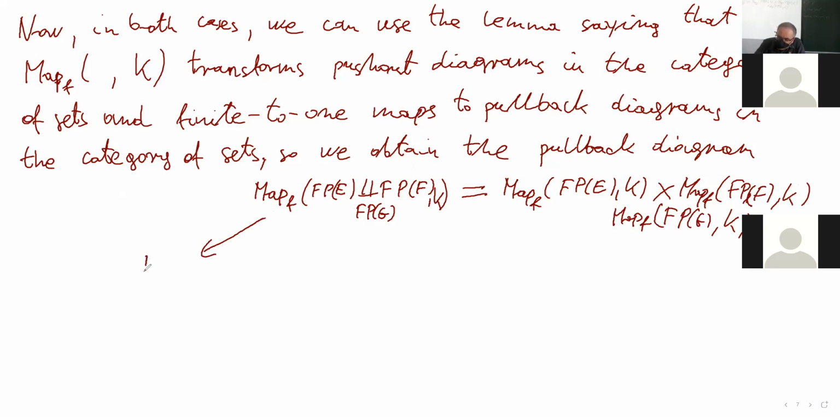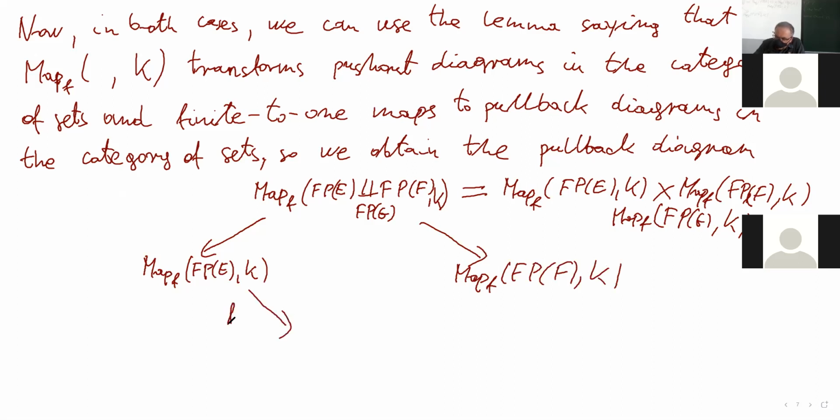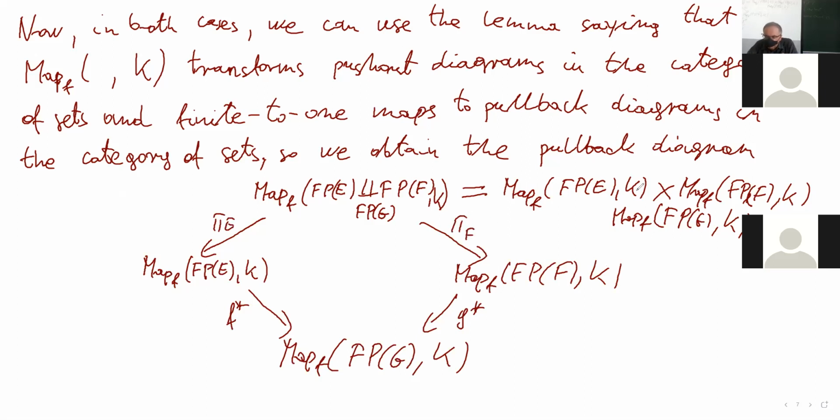Okay, I'll write it again as map F of FPE, map F of FPF, and here the pullback maps F star, G star, map F of FPG to K. And these are the canonical projections, I mean slot maps, because this is a fiber product after all. And at the same time, they are just the pullback maps.